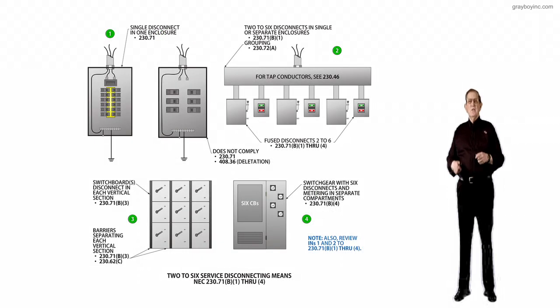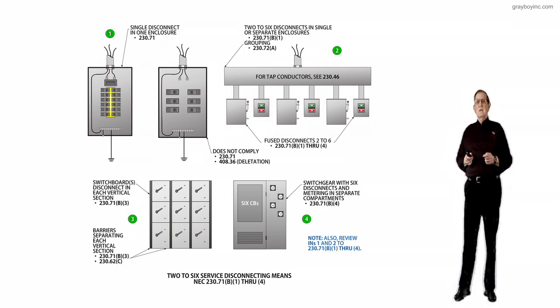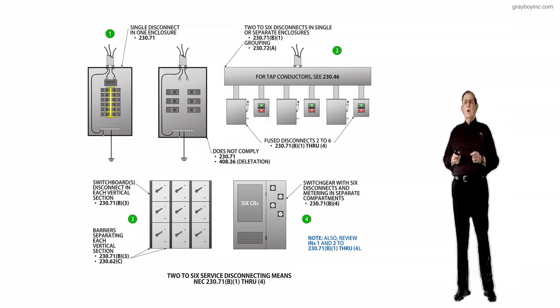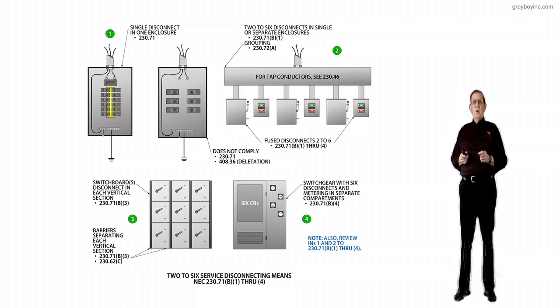This illustration deals with 2 to 6 service disconnects, in accordance with NEC 230.71, B as in boy, 1 through 4. The purpose of change is to provide a new subsection that we would use, or subdivision, excuse me.